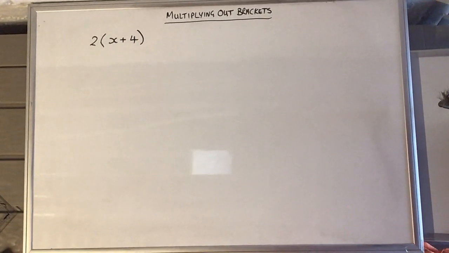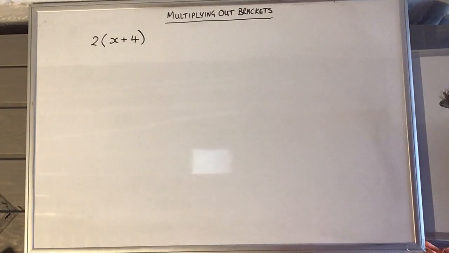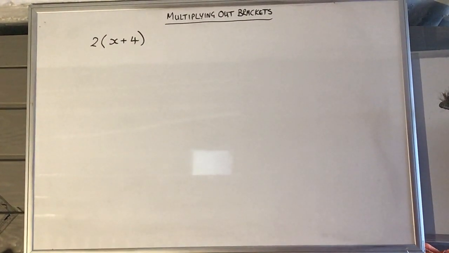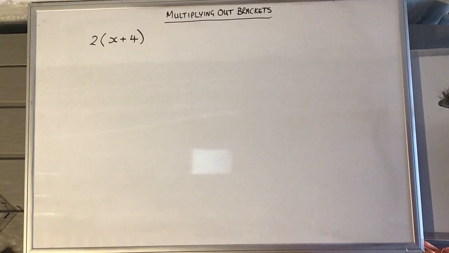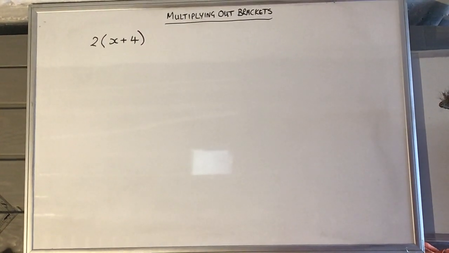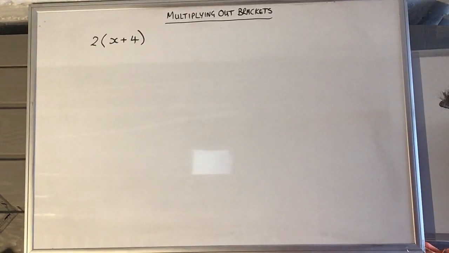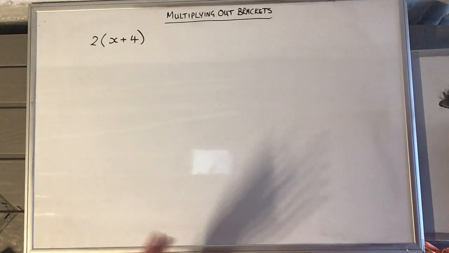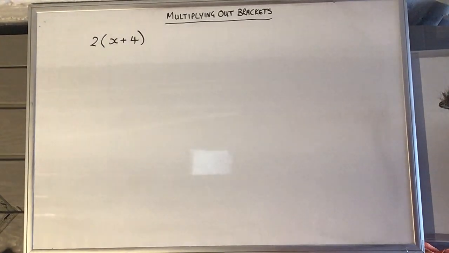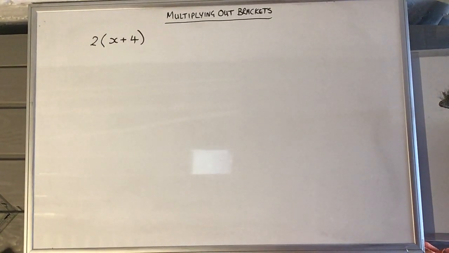In this video we're going to cover multiplying out brackets. Another way of saying that is expanding brackets or evaluating the brackets. It all means the same thing. Essentially we want to get rid of the brackets, we want to multiply the bracket out and see what we've got left. Okay, so we're going to use the grid method for this.